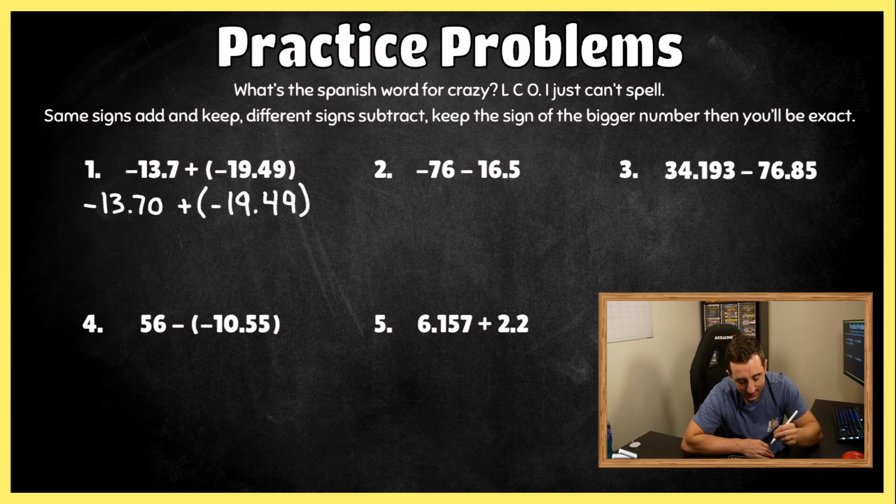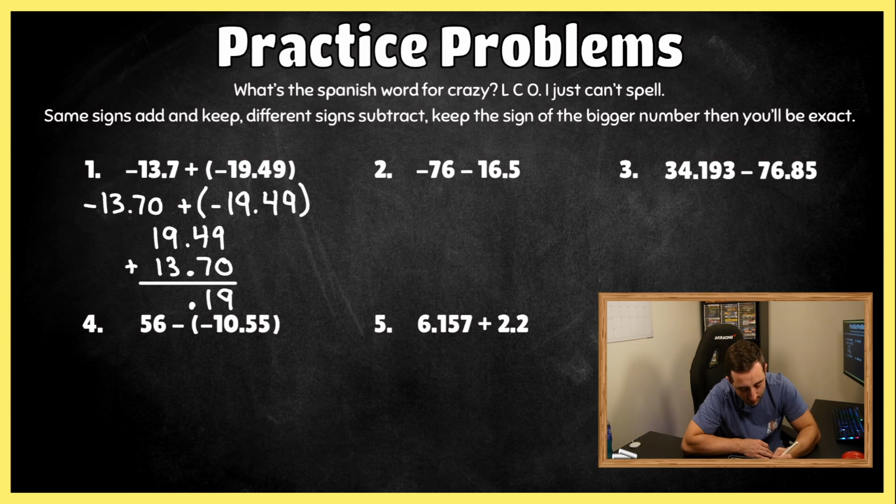Same signs add and keep. They're both negative, which means they're the same sign, so we can go ahead and add these. Start with our bigger number, so we have 19 and 49 hundredths, plus, line up your decimal point, 13 and 70 hundredths. Drop your decimal point down in your final answer. 9 plus 0 is 9. 4 plus 7 is 11, carry the 1. 9 plus 3 plus 1 is 13, carry the 1. And you end up getting 33 and 19 hundredths.